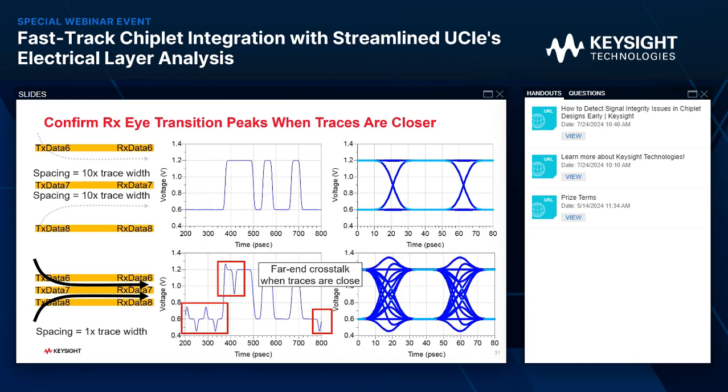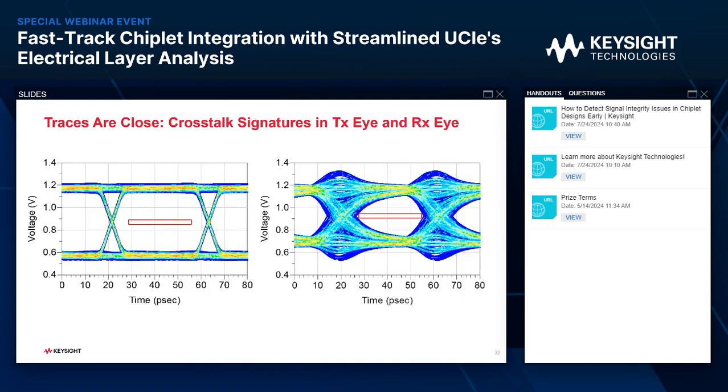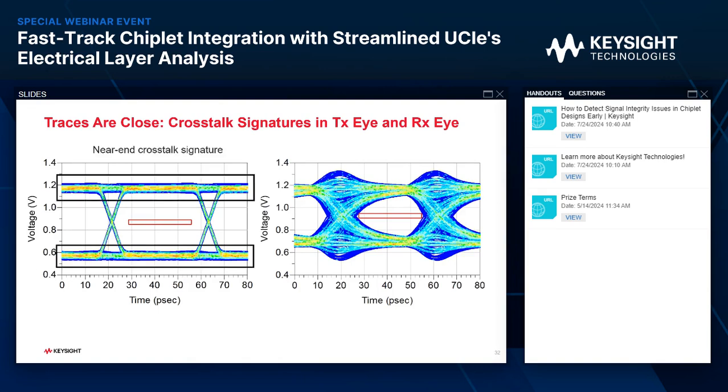transitions. Okay, so far we have discussed that when the traces are close, there are different crosstalk that's happening, and here are the crosstalk signatures. On the near-end side, we have the thickening of the levels. Yes, thickening of the levels. On the right is the far-end crosstalk signature, and that's going to happen during the transitions.